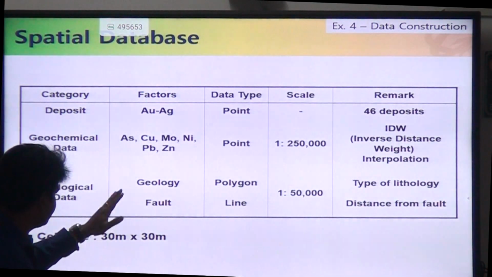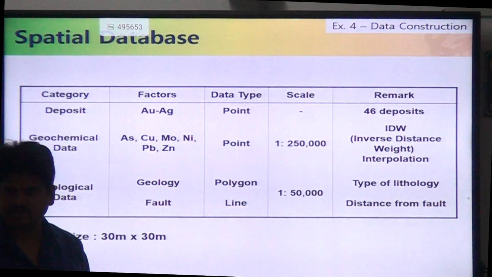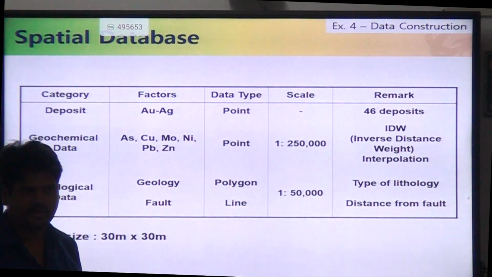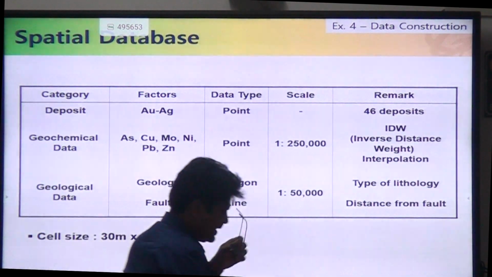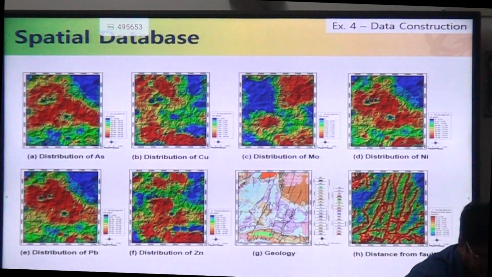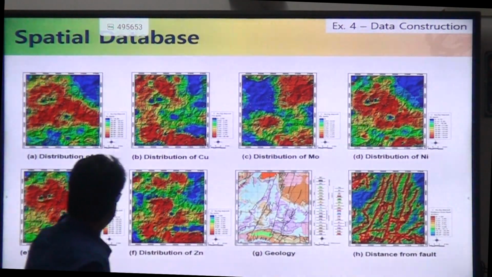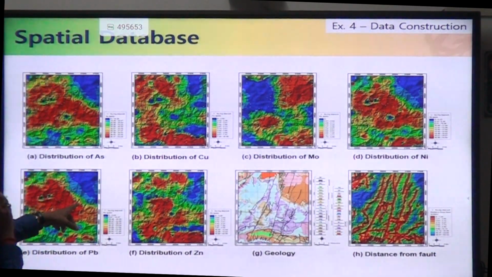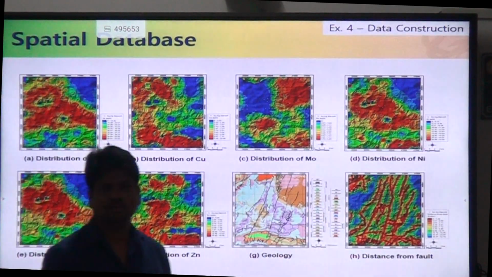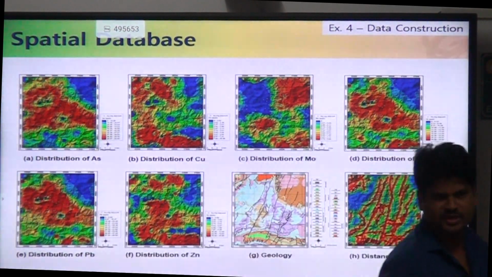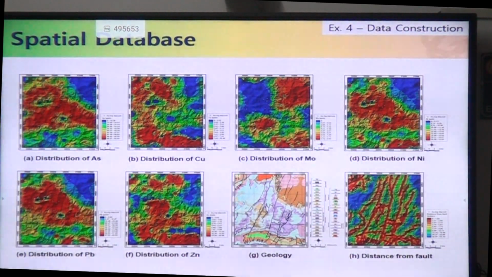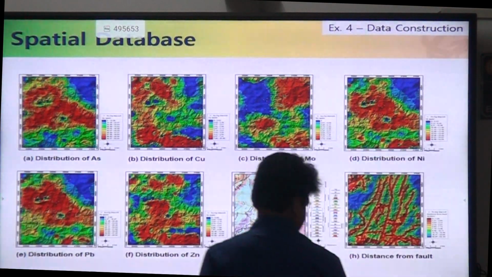You take all these data and make sure the cell size is fixed, depending on the types of input data and the resolution cell. And then you have the analysis. See, distribution of arsenic, distribution of copper. MO is what? Molybdenum. Okay. Then lead, zinc, geology, distribution of fault. All this is like how we prepared in the case of landslide. Also in the flood, we did the same thing.